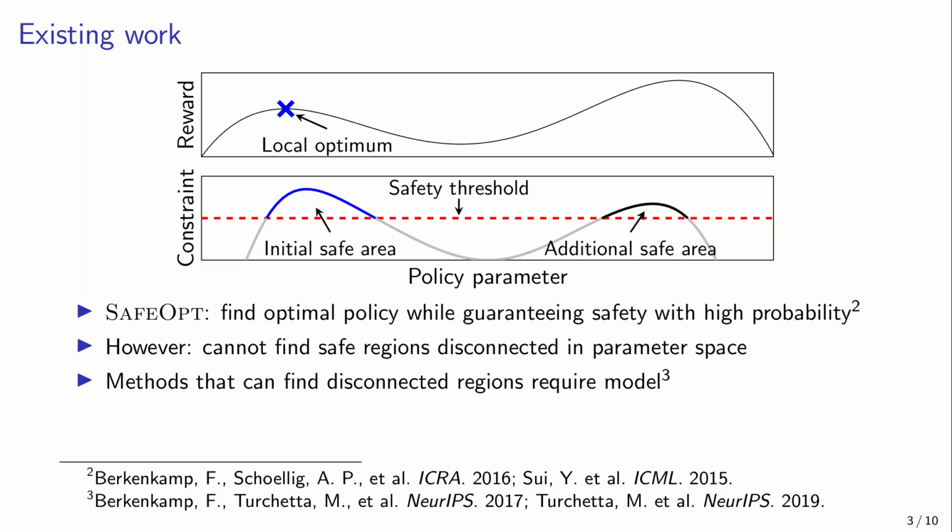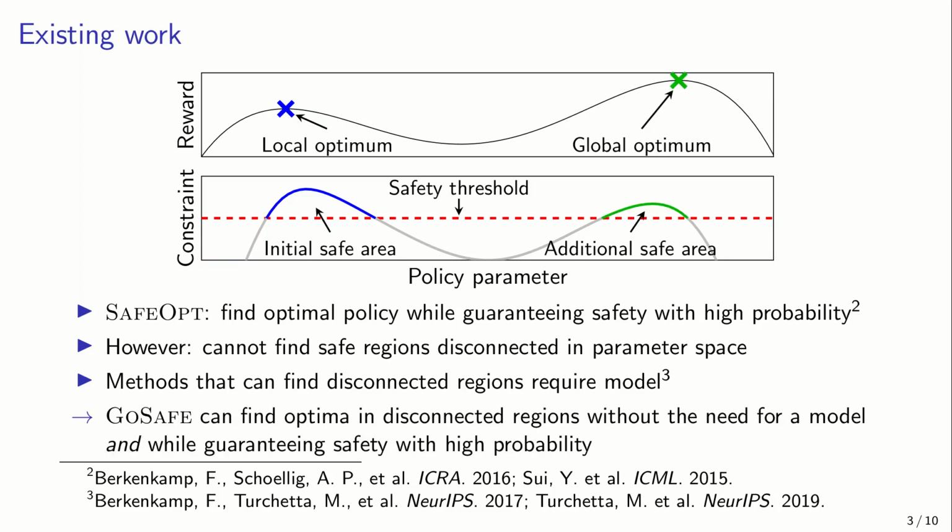There exist methods that can find the optimum also in disconnected safe regions while still providing guarantees, but they then require a model of the robot dynamics. And this is where GoSafe comes in. So GoSafe can find the optimum in disconnected safe regions without the need for a model and while guaranteeing safety with high probability.